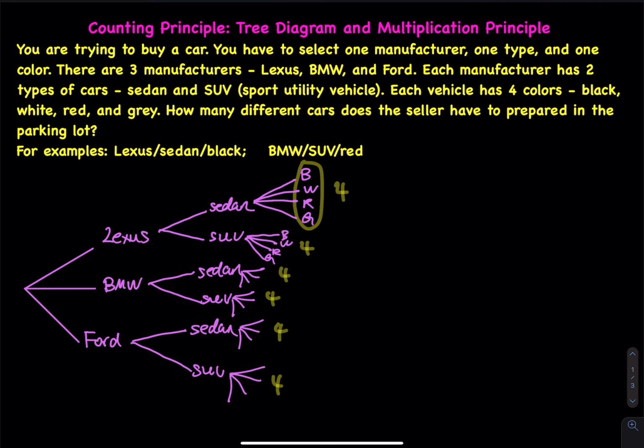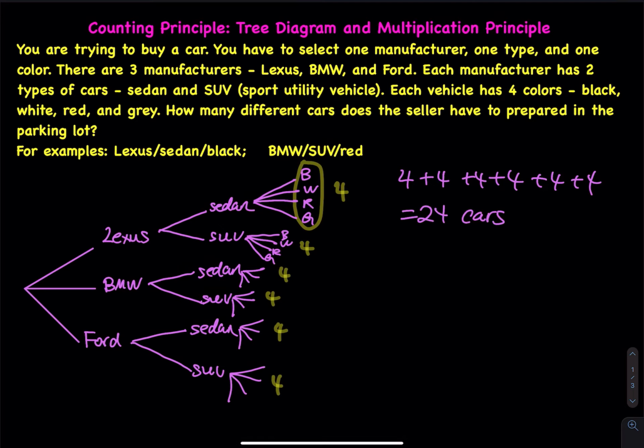So if you have to pick a Lexus, that means you have four different cars for the final selection. For BMW, there are four final cars for sedan and four final cars for SUV. So how many cars are there? The answer is you have to add all the fours together. So you have 4 plus 4 plus 4 plus 4 plus 4 plus 4. How many do you have? 1, 2, 3, 4, 5, 6. So 6 times 4 equals 24 cars.